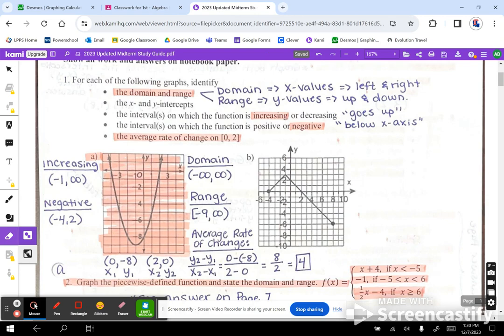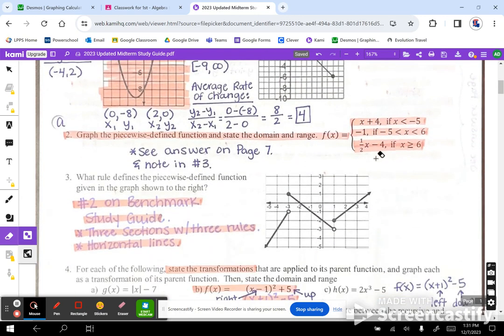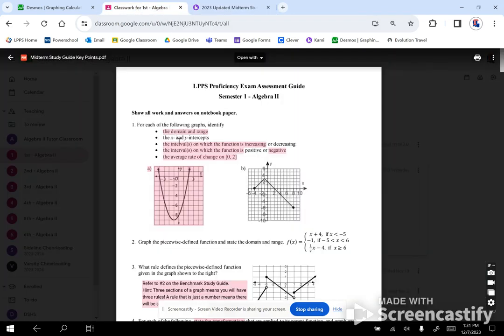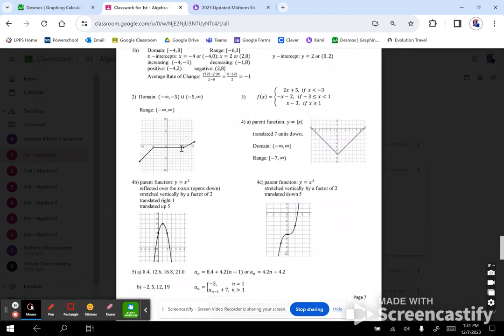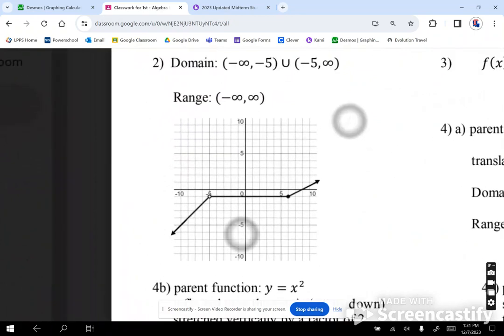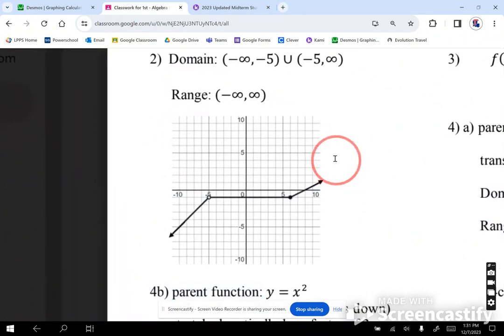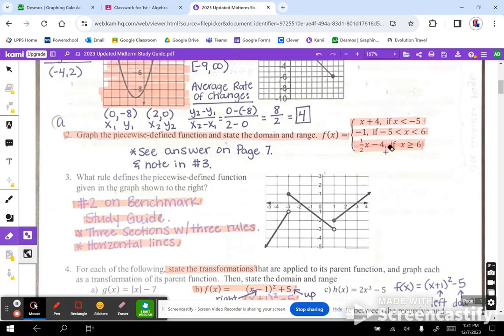Looking at number 2. Number 2 is your piecewise function. Now, number 2 and 3 kind of go hand in hand together. I just gave you another little note down here for an additional problem that you can look at as an example. But if you look at number 2, the problem on your midterm is most similar to the number 2 graph here. And if you pull up the answer sheet on page 7, I'm going to scroll all the way down here on page 7. Here is your graph right here, okay? This is the graph that matches this rule here.